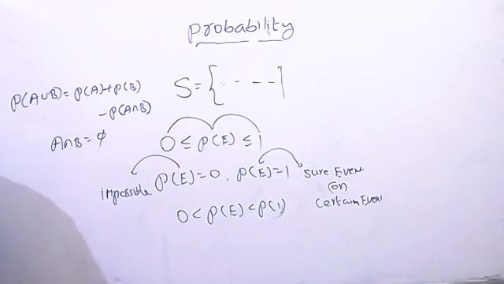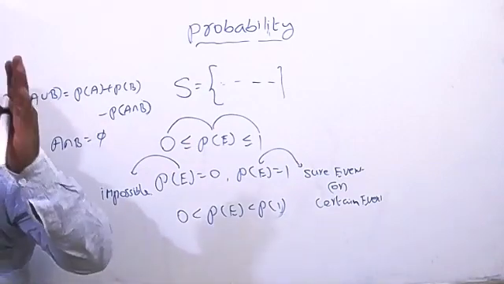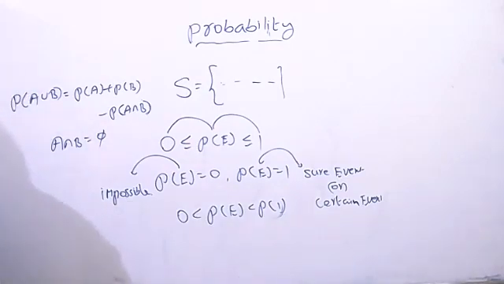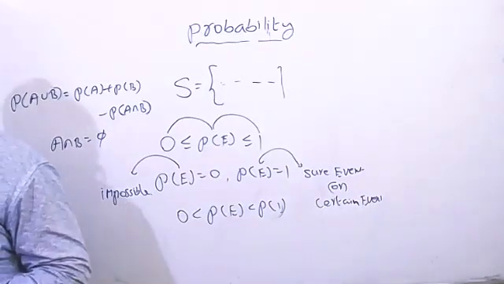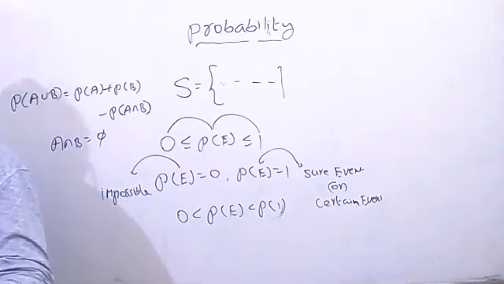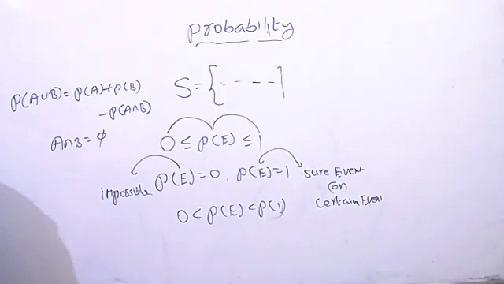Two or more events associated with a random experiment are said to be mutually exclusive events. What is that? Two or more events associated with a random experiment. That means if you take any experiment, the two or more events will be associated. What do I mean by associated here? It will be present. Already we know, it's like a subset.